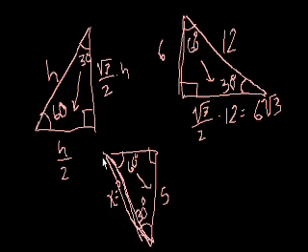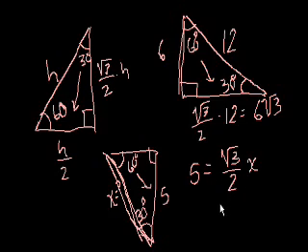So we know from our formula that 5 is equal to the square root of 3 over 2 times the hypotenuse, which in this example is x. And now we just solve for x. We can multiply both sides by the inverse of this coefficient. So if you just multiply 2 times the square root of 3 times the square root of 3, and then 2 times the square root of 3.